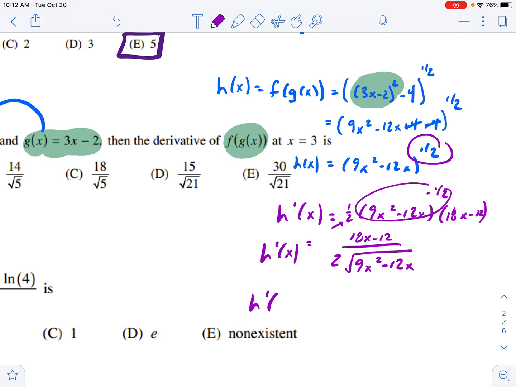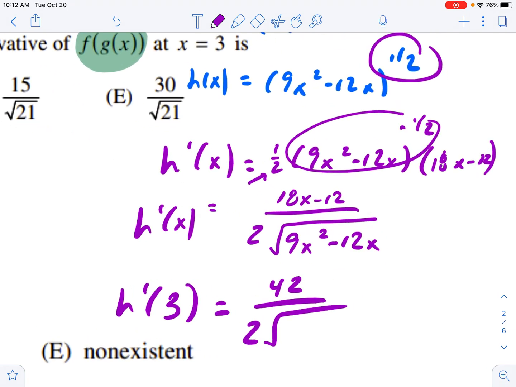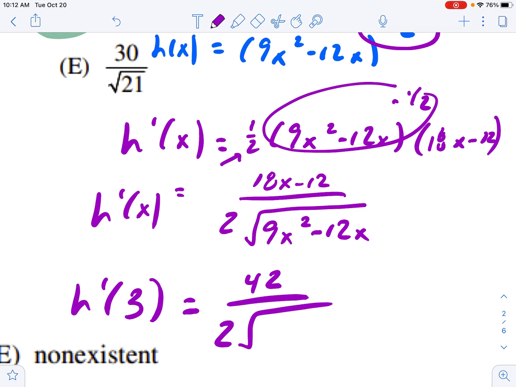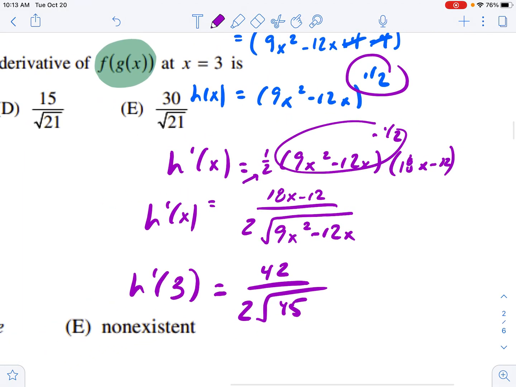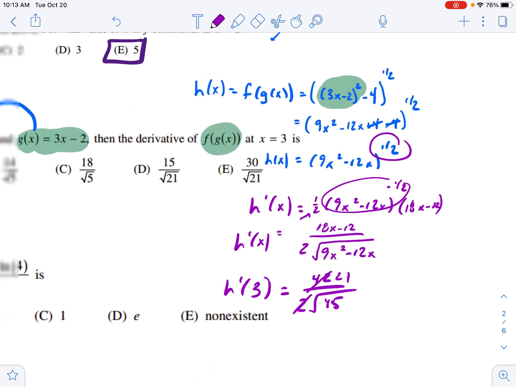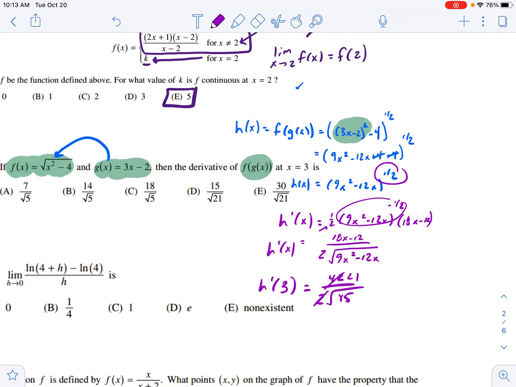And now we can evaluate at 3. Let's see what we get. 18 times 3, 54, minus 12 is 42 over 2 radical. And let's see what we get in here when we plug 3 in. 81 minus 36 is 45. Okay. And let's see, this will become 21 over radical 45. And let's see what happens when we simplify. So 45 is 9 times 5, so 3 radical 5, 7 over radical 5 when we simplify. There it is, choice A.